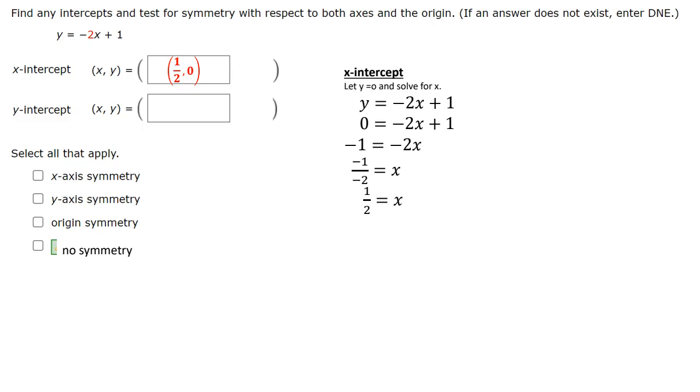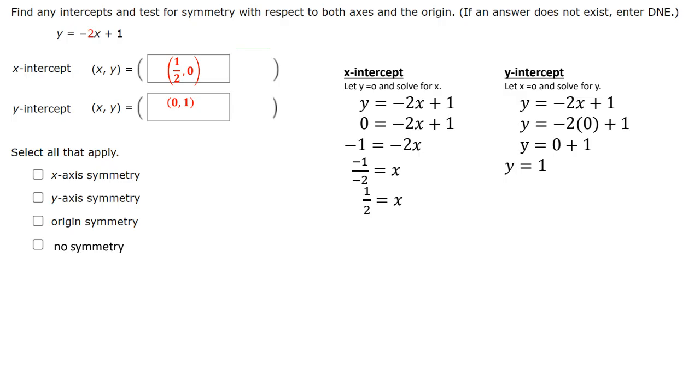All right. Now, if I want to find the y-intercept, what I'm going to do is set x equal to 0 and then solve for y. So let's go ahead and do that. Here we set x equal to 0 and solve for y. So we have y equals negative 2 times 0 plus 1, and this is going to give us y equals 1. So when x equals 0, y equals 1, and as an ordered pair that's (0, 1). This is my y-intercept.